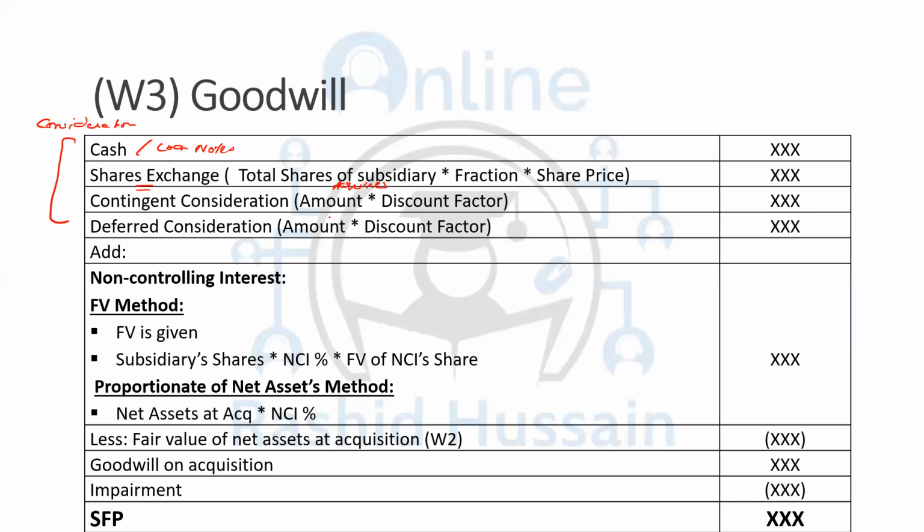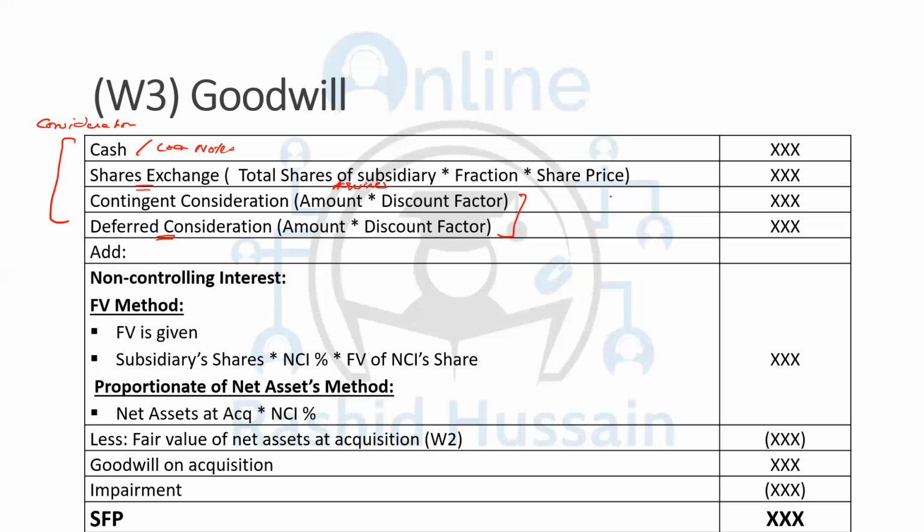Contingent consideration is when the parent is supposed to pay something to the subsidiary, but there are some conditions attached to it. And the standard says, irrespective of the condition being met, you are supposed to record the contingent consideration. The deferred consideration is when the parent agrees to pay the subsidiary some amount at some point in future. Now, both of these considerations belong to the future.